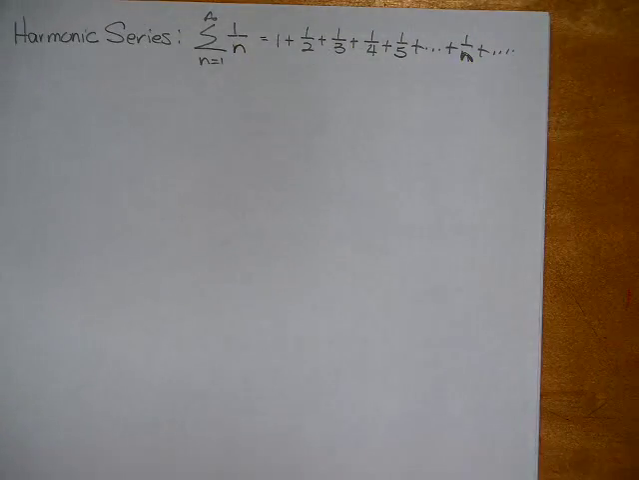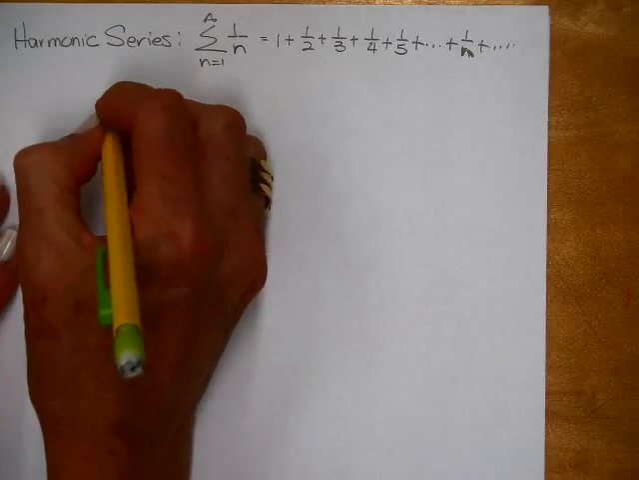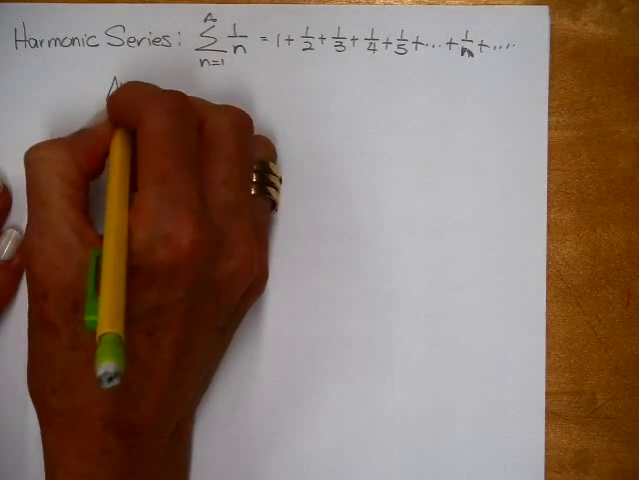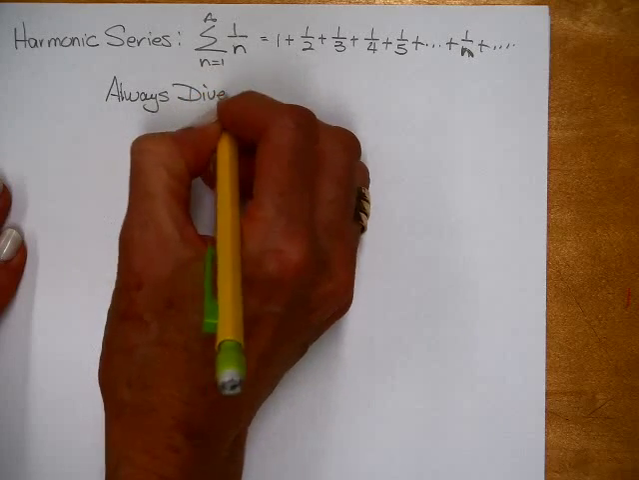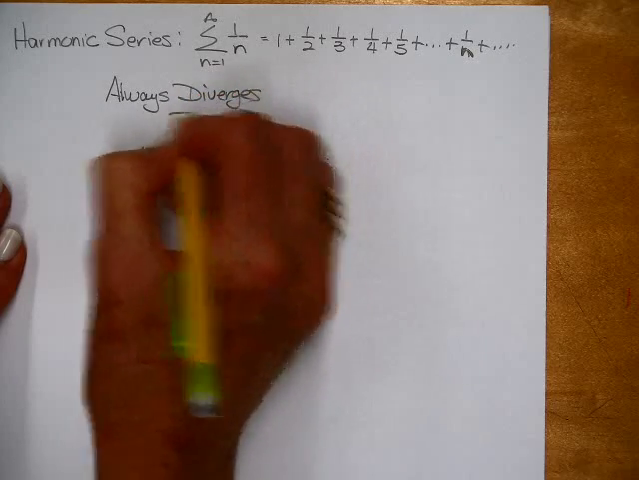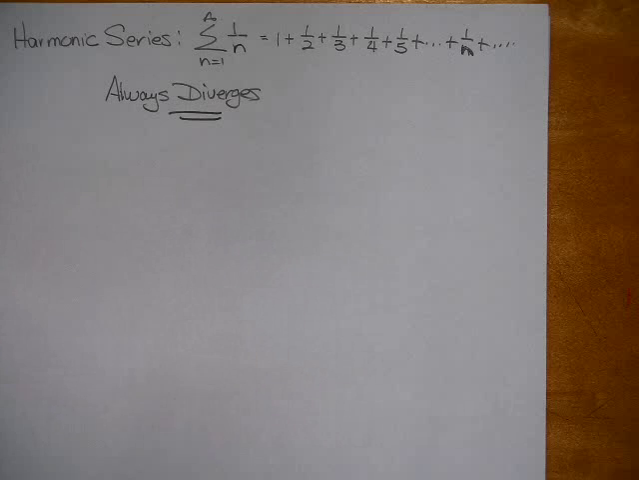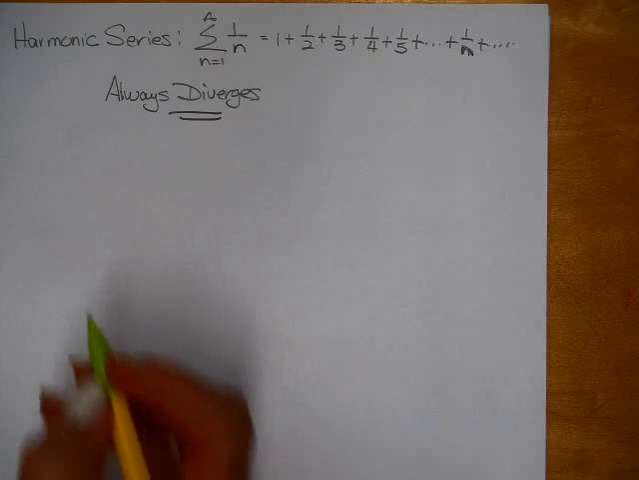All right, this is the harmonic series. This one always diverges. So if you recognize a harmonic series or a multiple of the harmonic series, it will diverge. That's another one of those properties.